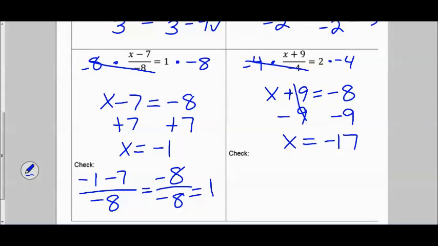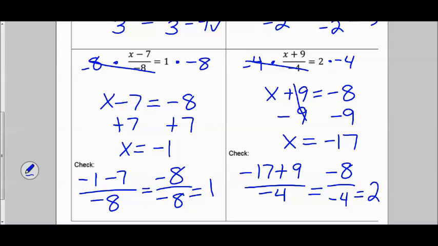Now that we have x is equal to negative 17, we want to check our answer. So we're going to plug it back into our numerator. Negative 17 plus 9, and then we want to divide by negative 4. Negative 17 plus 9 is going to give me negative 8. Divided by negative 4 gives me positive 2. So our answer was fine.